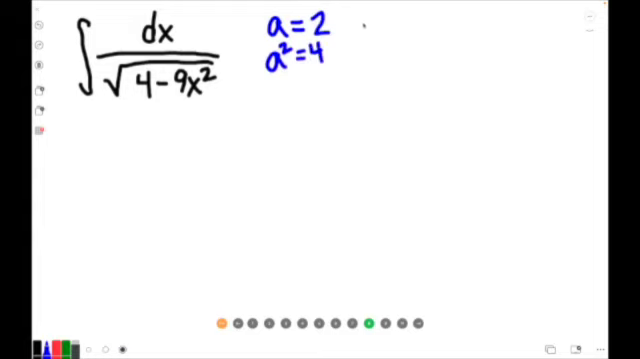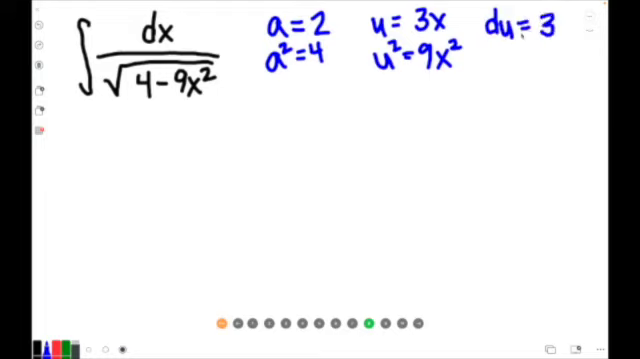And u, remember this should be u squared. So if u squared is equal to 9x squared, then if we take the square root of that, that would just be 3x. So now that we have that, the last thing is to look for du. So what is the derivative of u? That would just be the derivative of 3x, that would be 3.